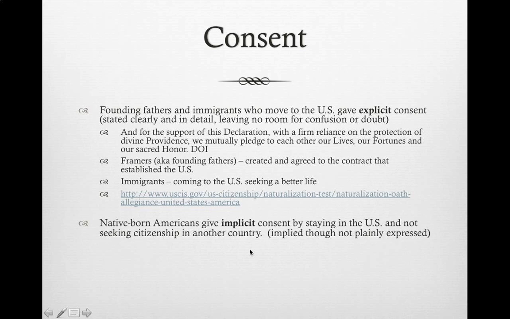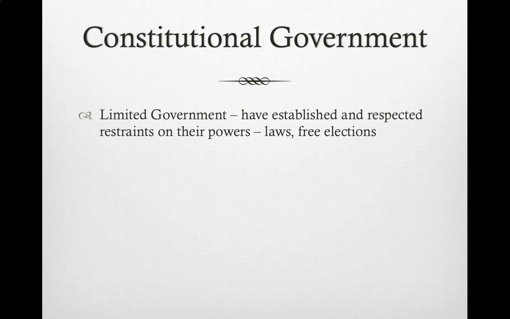By staying in the United States and not seeking citizenship in another country, we imply we haven't signed anything. We haven't given some oath in front of a judge where we've held up our right hand, but by staying in the United States, we give this implicit consent. And we reaffirm this every time we take the pledge, anytime we vote, or engage in any sort of other civic activity.